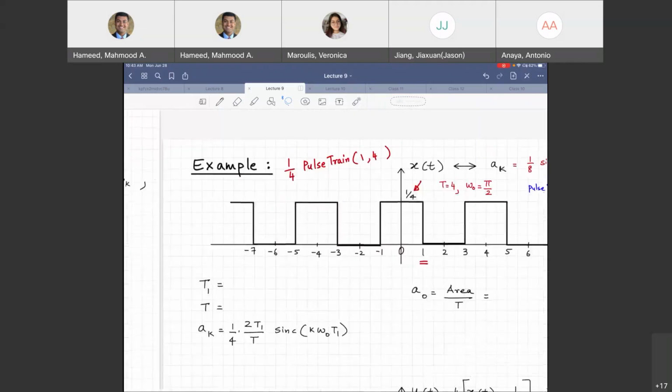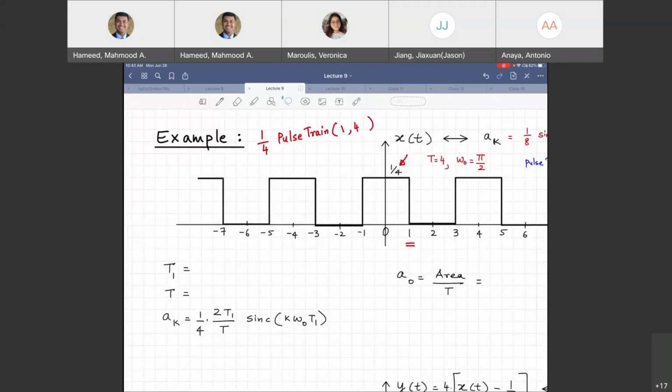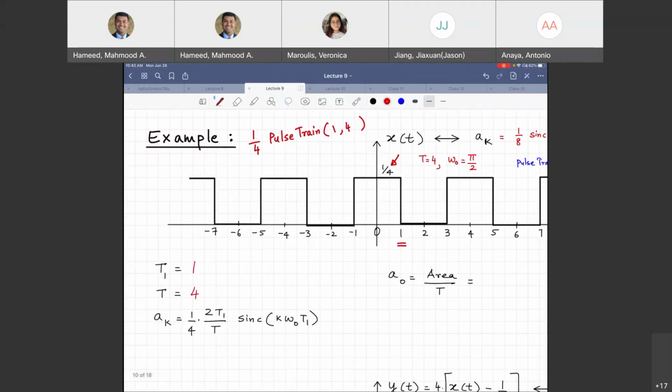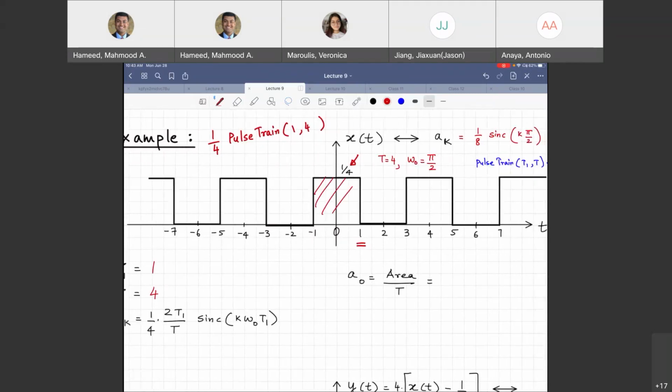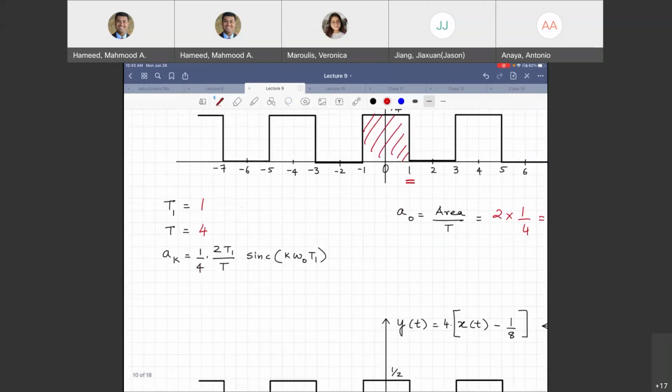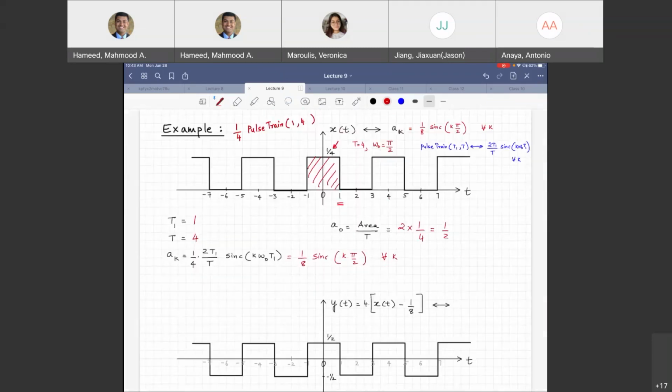Okay. Now, this is fill in the blanks that we have already filled. So what was T1? 1. T is 4. And then area was what? 2 times 1 over 4, half. What was this? It was 1 over 8 sinc k pi over 2, for all k. So we have already done that.